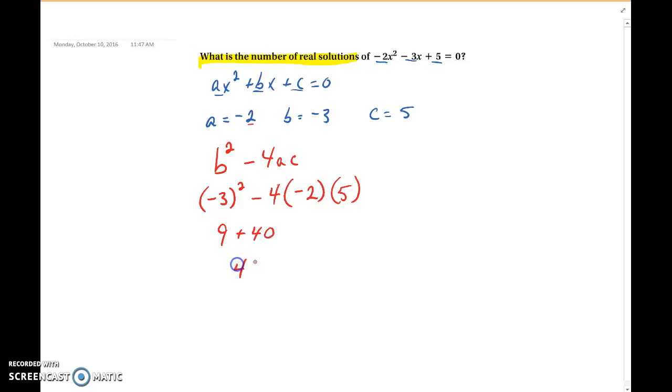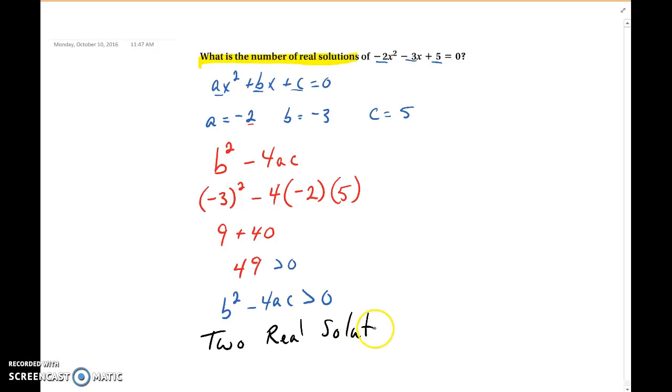And then that's 49. Since 49 is greater than 0, that means our b squared minus 4ac is greater than 0. And when b squared minus 4ac is greater than 0, we have two real solutions. That's all you need to identify with this part: how many solutions and which type. So you would have two real solutions. There's one more example that we're going to do, and then we're done with this video.